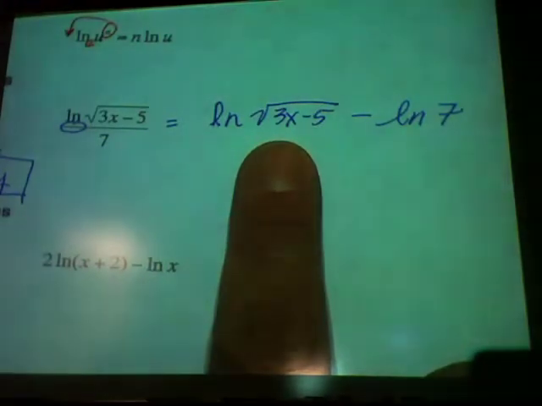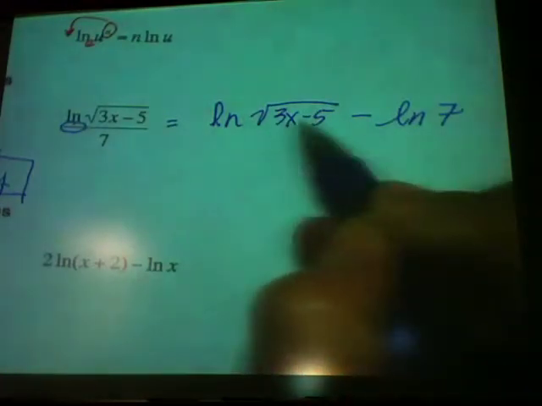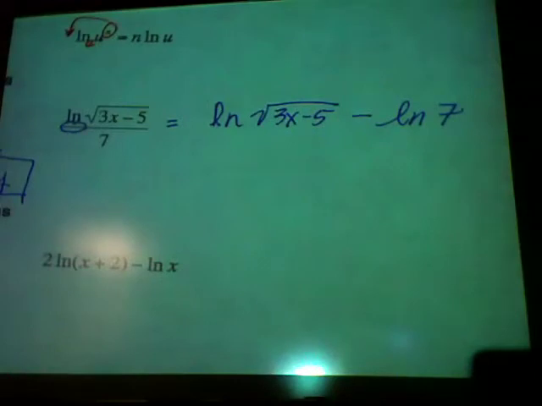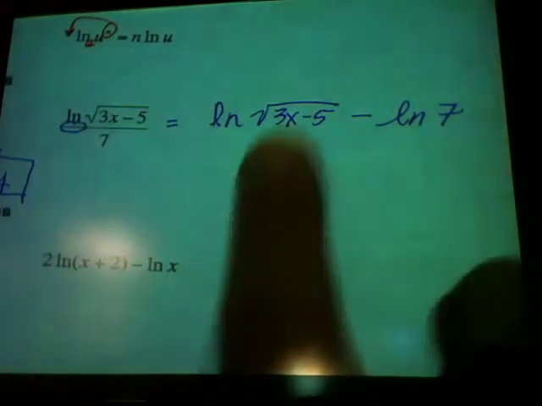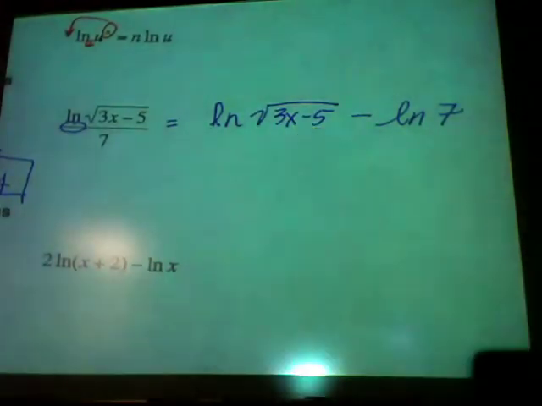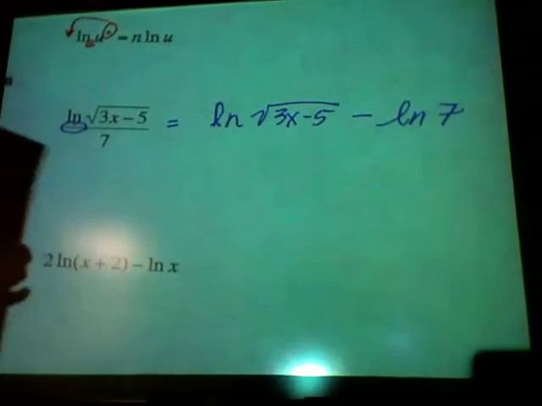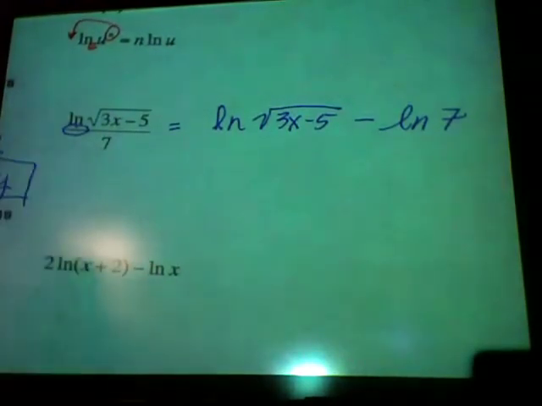What does the numerator stand for? What if this were 3x minus 5 in parentheses raised to the 3rd power? If the whole thing were in parentheses and raised to the 3rd power, wouldn't you then have 3x minus 5 raised to the 3/2? 3 for the power that it is, and 2 for the root.